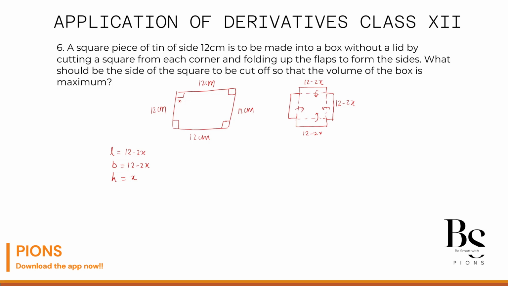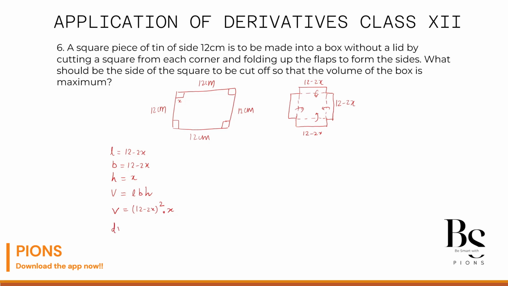So what is the volume? Volume we know for such a cuboidal box will be length into breadth into height, right? So length is how much? 12 minus 2x. Breadth is how much? 12 minus 2x. So I am making it whole square, into height is x. This is the volume. Let's differentiate it.